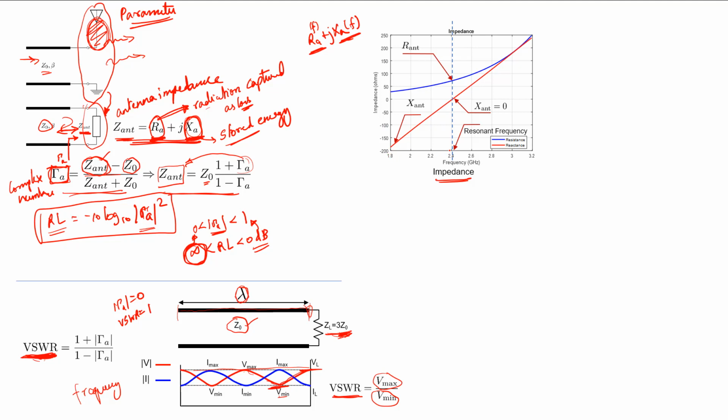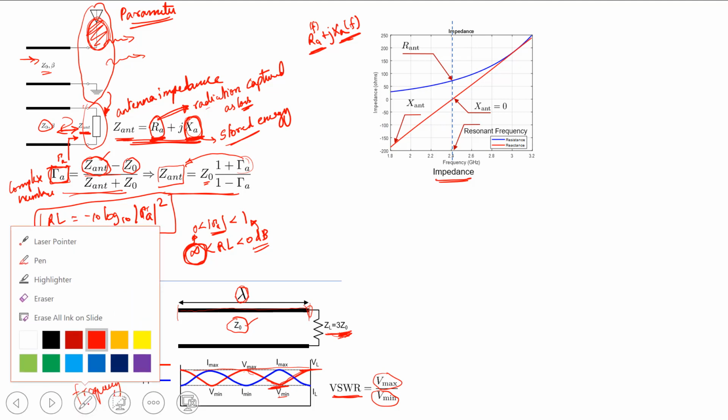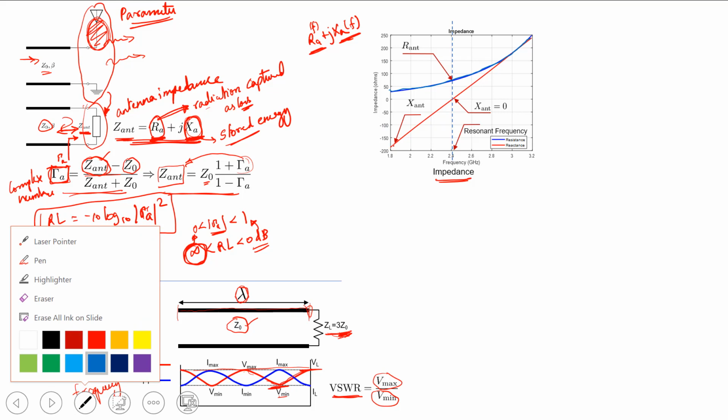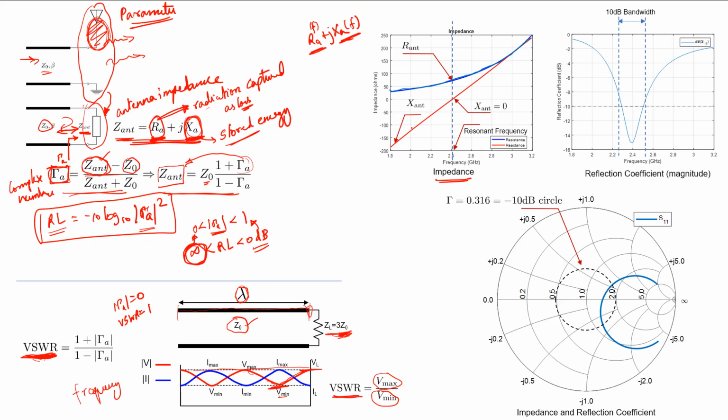So if we were to plot it as a function of frequency, we will see that, let's say the blue curve here is the resistance. This is the resistance curve, how it depends upon frequency, and the red curve is the one that we see as the imaginary part. So we see that as we sweep the frequency from 1.8 to 3.2 gigahertz for this example, the imaginary part is equal to 0 at a certain frequency, and that we call the resonant frequency of the antenna.